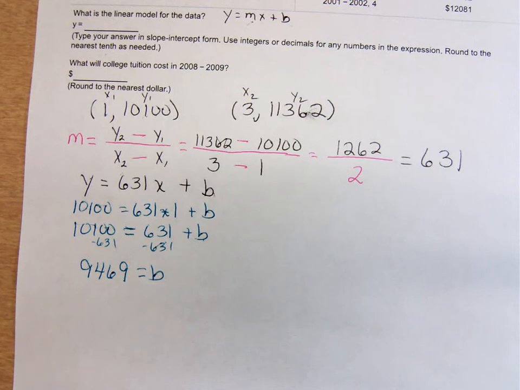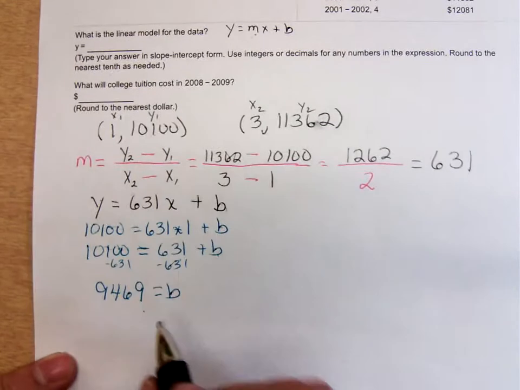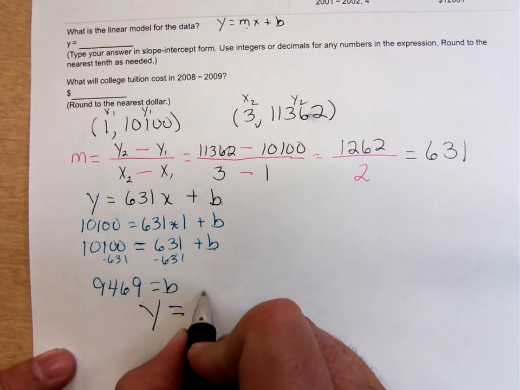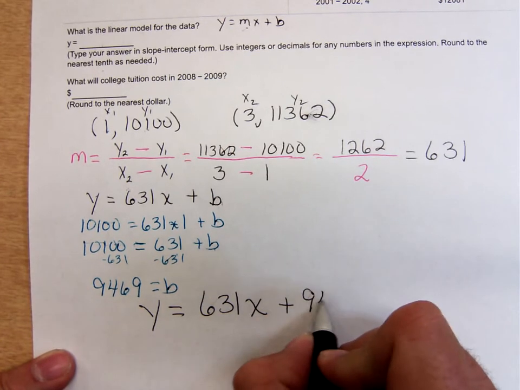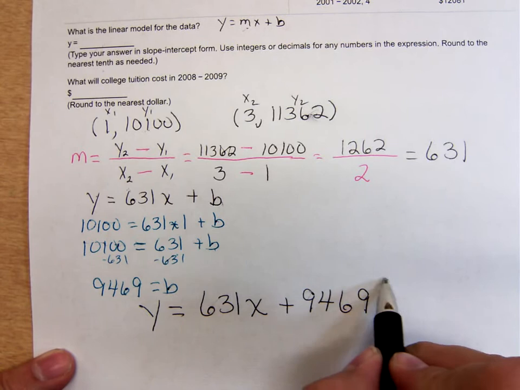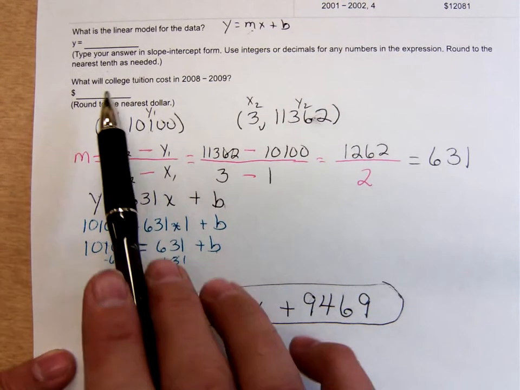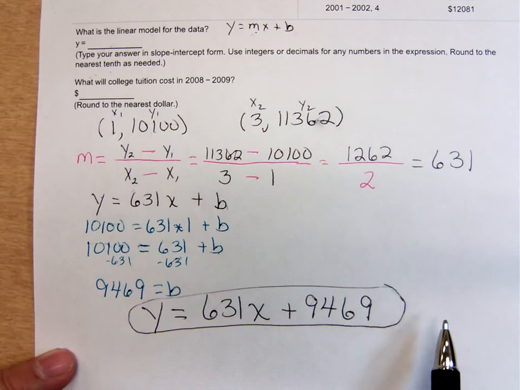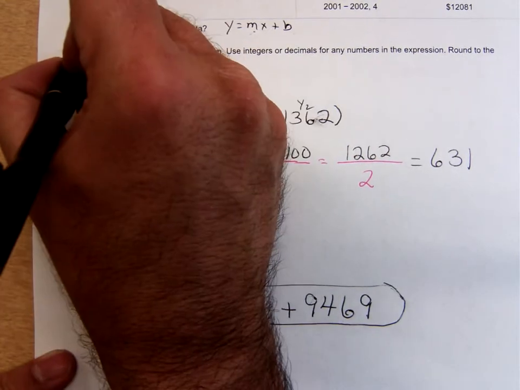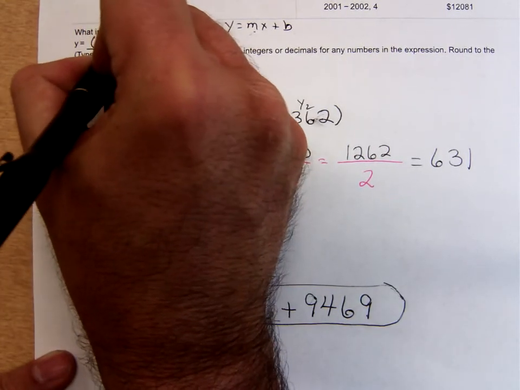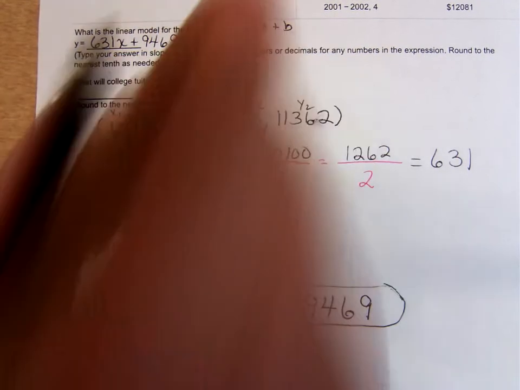So here's the equation and the answer to the first question. Y equals mx plus b. And again, it's okay to have a decimal point. You round your decimals to the nearest tenth if there's a decimal. And that's what goes right here. 631x plus 9,469.